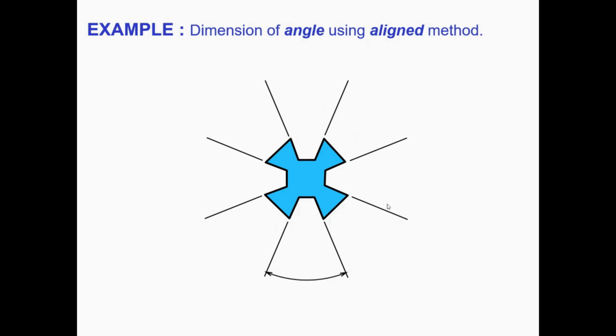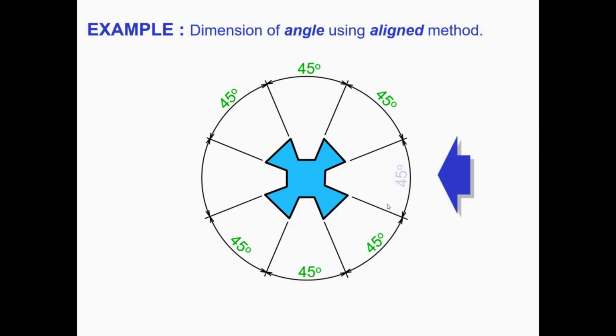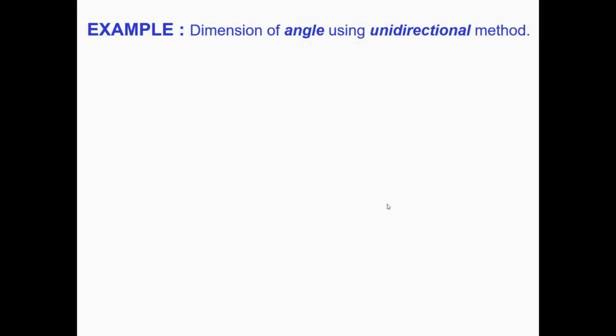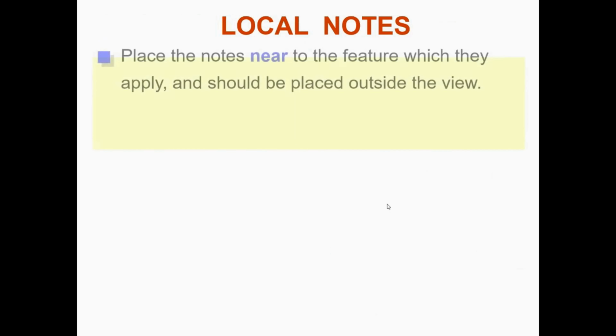Then dimension of angles using the align method. So if you have angles that you want to dimension and you're using the align method, this is the best practice to use. Dimension of angles using the unidirectional method. So if it's unidirectional, then this is how it should be. You should be able to read the dimension horizontally.